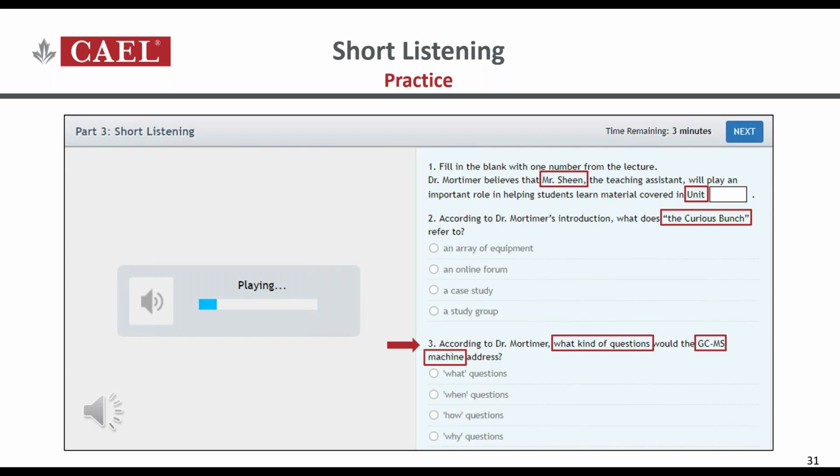Okay, so in question 3, you need to find out what the GCMS machine does. Does it help you to understand something about what, when, how, or why? As you go through each question, you might also check the answer choices and keep them in mind. So you have these answer choices in mind when you're listening.